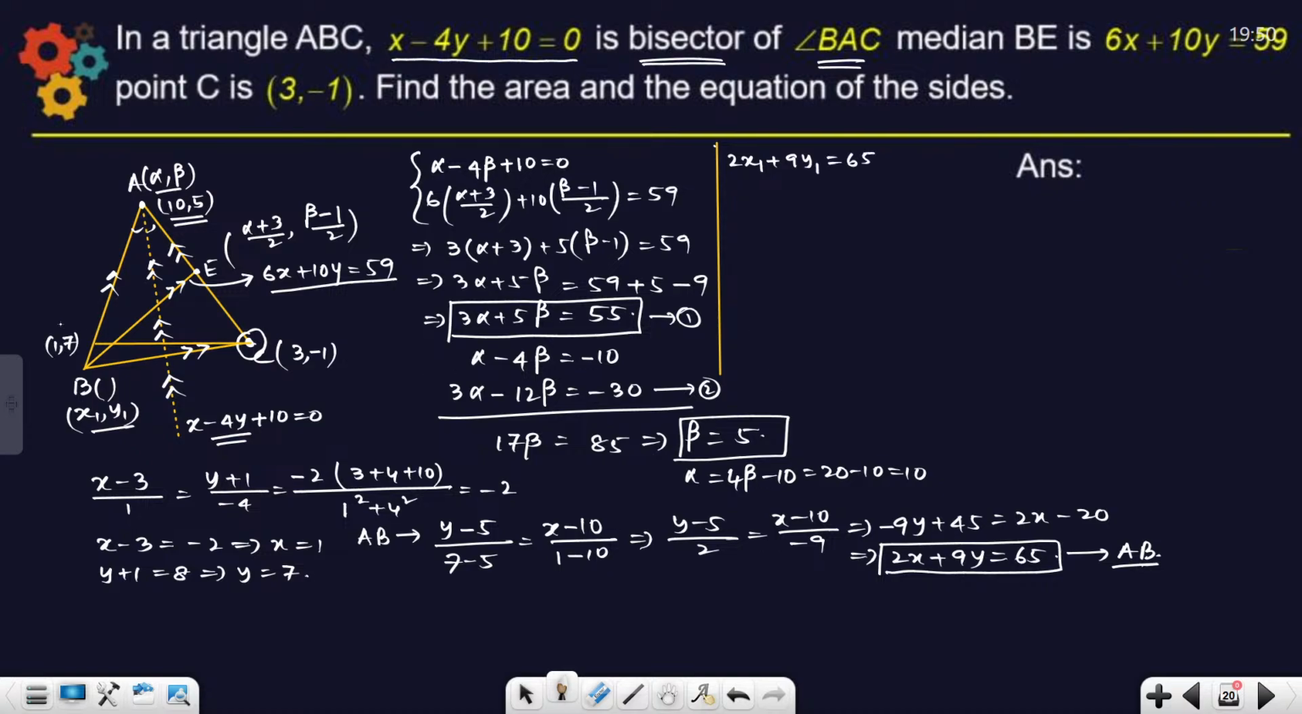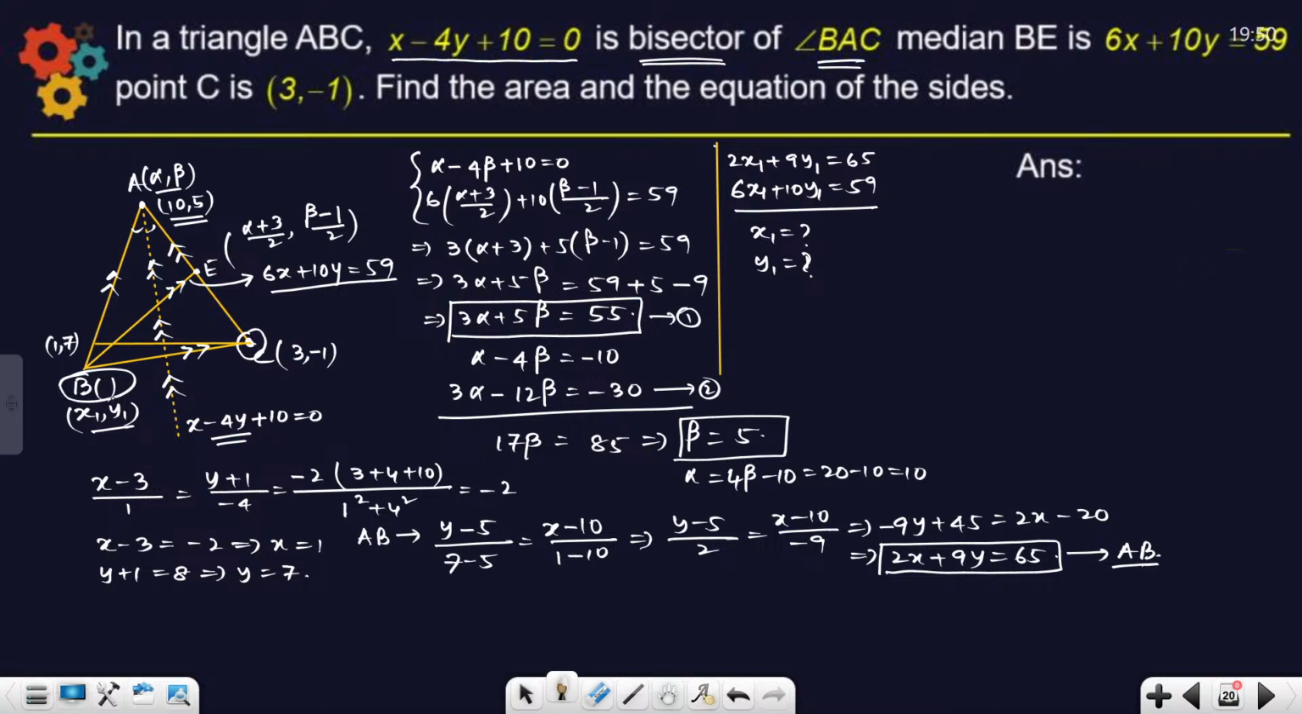Okay. And point B lies on the median B, hence it must satisfy that equation. It will be 6x1 plus 10y1 equals 59. I'm not going to solve this one anymore. You people can solve this one. So from here we can get the value of x1 and value of y1, right? The moment you get x1 and y1, now you know the point B.